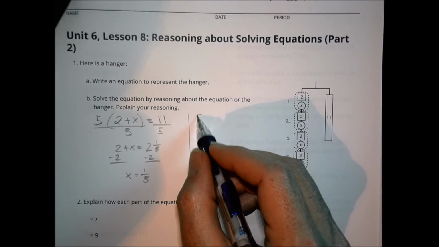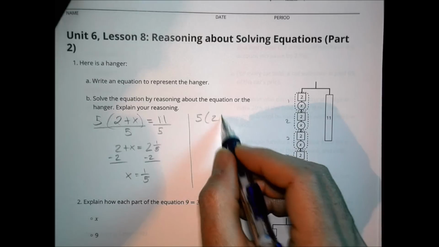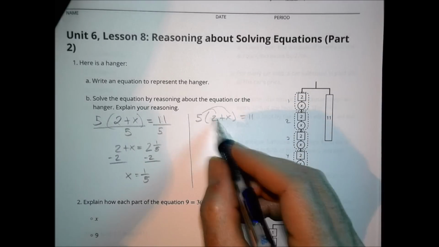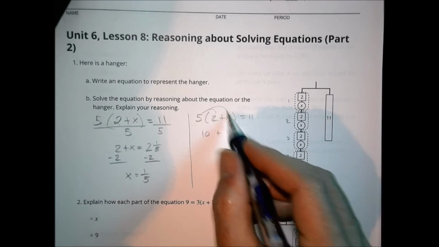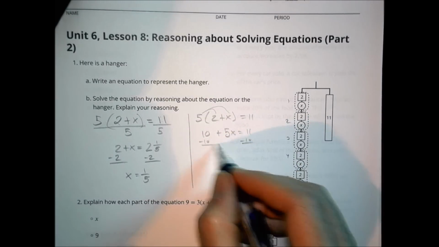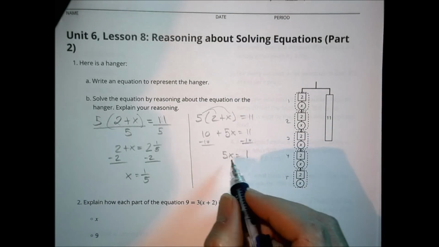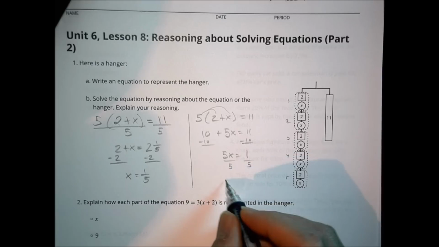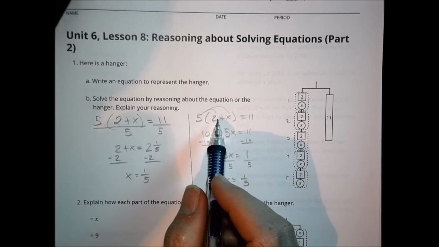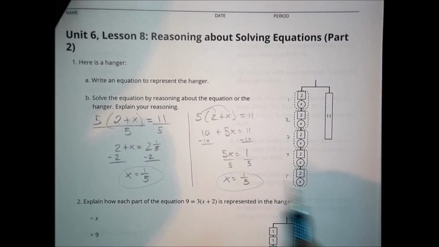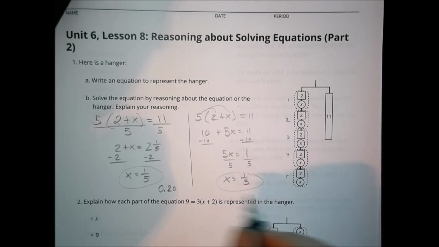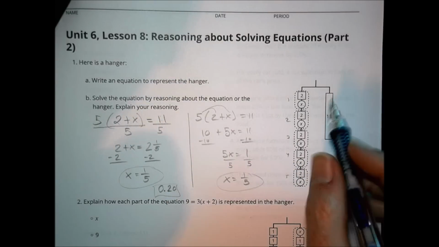I could also do what I did in my first activity today. I could do 5 times the quantity 2 plus x equals 11. I could distribute first and do 5 times 2 is 10, plus 5 times x is 5x equals 11. I can subtract 10, so that 5x equals 1, and then divide both sides by 5, so that x equals 1/5. You can see doing it this way or distributing still results in the same answer of x being equal to 1/5. If you use it as a decimal, that would be 0.20. That's what it looks like as a decimal. And that's the idea.